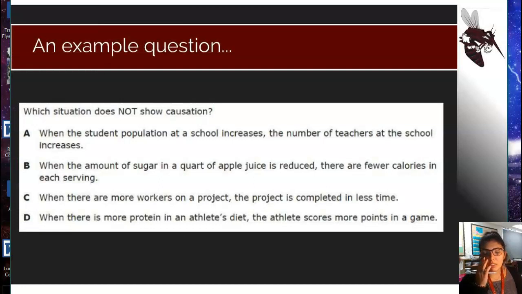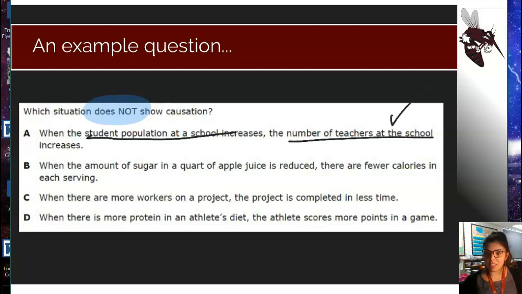So what we might see is questions like this. Which situation does not show causation? This is a naughty question because it's looking for not. Okay, letter A says when student population at a school increases, the number of teachers at the school increases. Does the number of students who go to a certain school cause us to need more teachers? Yeah, that's a causation to me. The X causes the Y.